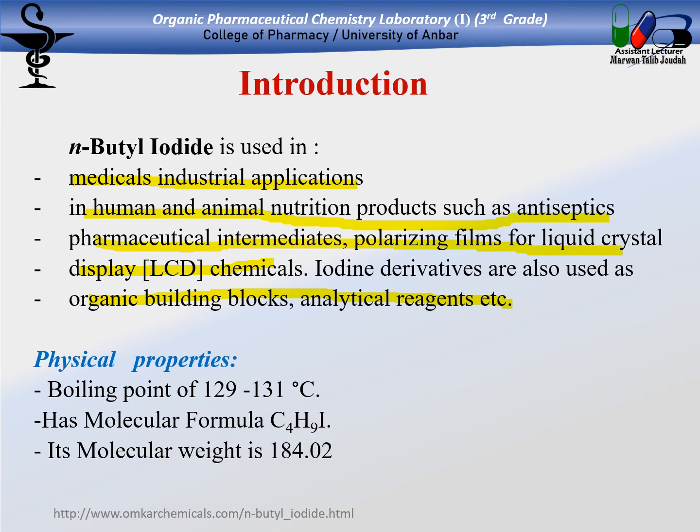Now let's talk about the physical properties of n-Butyl iodide. So you don't have to memorize these, okay? You only need to know the compound that you are in touch with, okay? So the boiling point of this molecule is 129 to 131 Celsius, and the molecular formula of the compound is C4H9I, okay? And the molecular weight of it is 184.02 mole per liter.